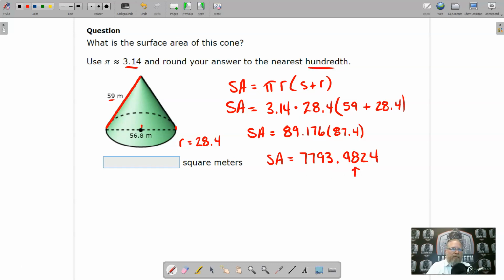So here's the hundredths place. Looking to the right, it's a 2, so we're going to let that 8 stay as an 8. And we're going to end up with 7,793.98 square meters for the surface area of this cone.